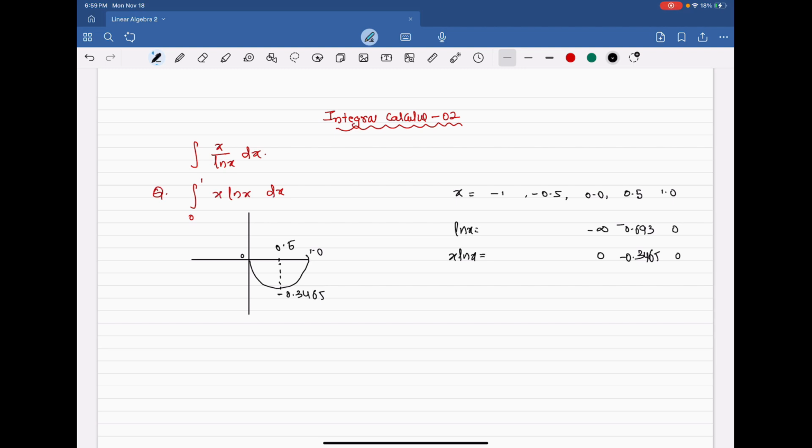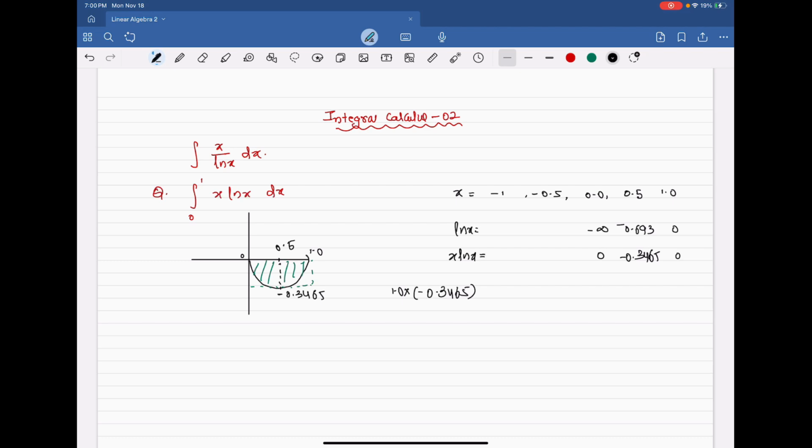Usually, what will be the portion? This portion. When you consider a rectangle of side 1 and another side 0.3465, the total area of the rectangle will be 1 into minus 0.3465.